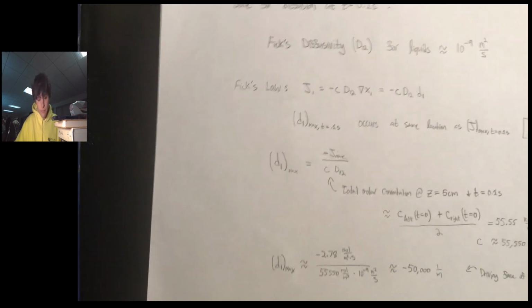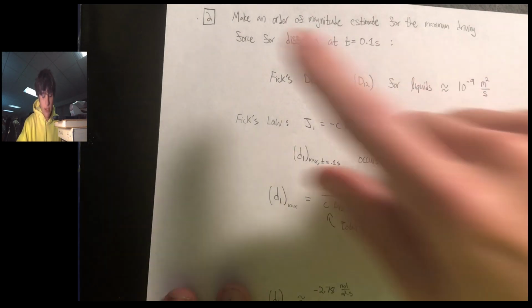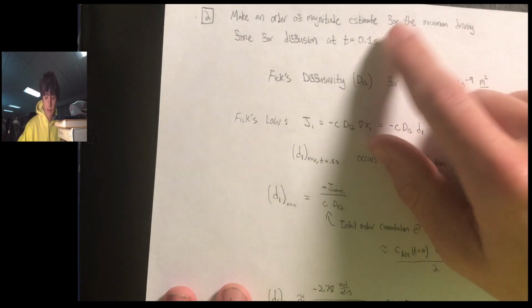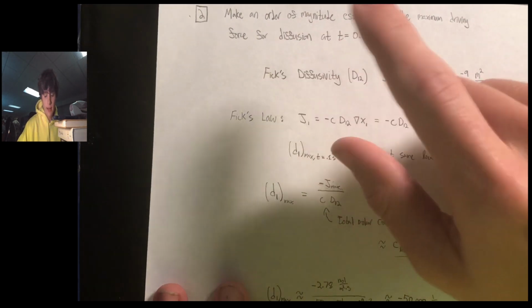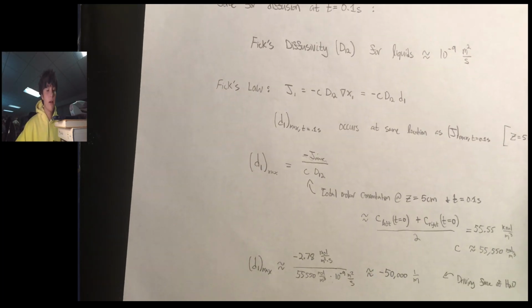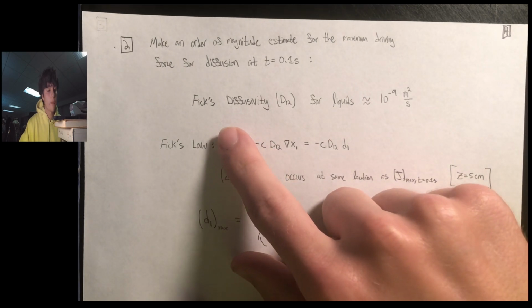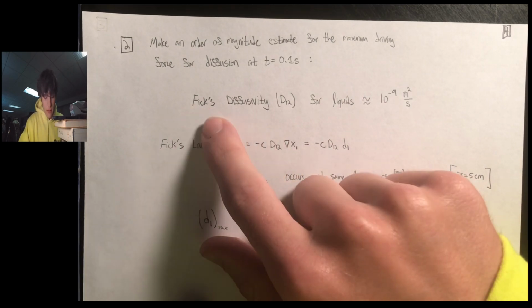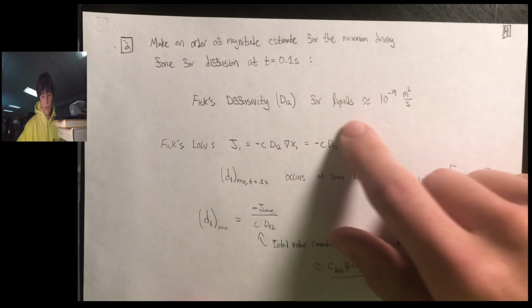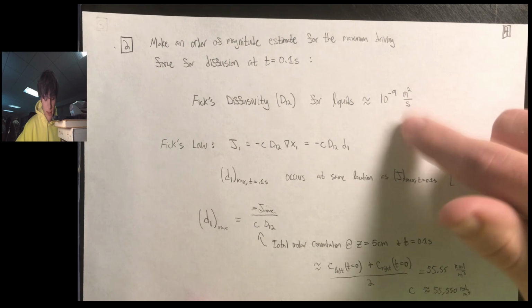All right, now on to the second part of the question, which says, make an order of magnitude estimate for the maximum driving force for diffusion at t equals 0.1 seconds. So we're going to start off, since these are liquids, with the fact that the Fick diffusivity for liquids is approximately equal to 10 to the negative 9th power meters squared per second.